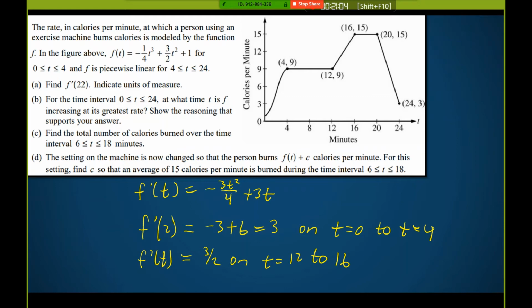So for this whole interval here, our slope is 3 halves. For this interval, our slope is changing, but we said our slope is as large as possible at t equals 2, where our slope was 3. So at what time is the slope as large as possible for this function?